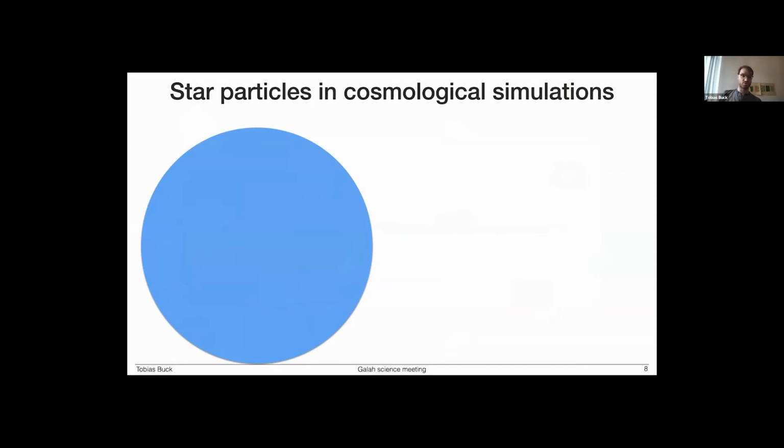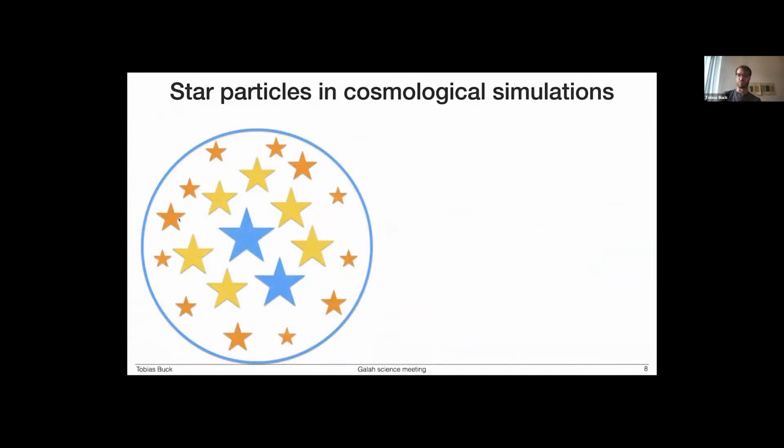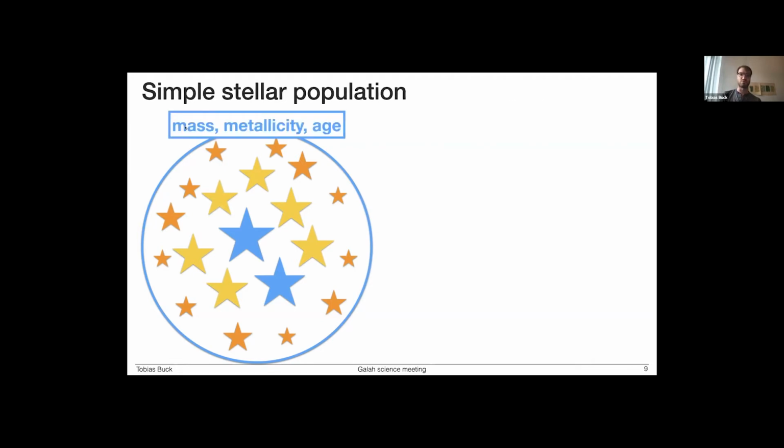Let me quickly walk you through what we do when we simulate a Milky Way in the cosmological context. So we talk about star particles, and these have like 1,000, 10,000 solar masses. So what they actually represent is a collection of stars of different masses. And so a star particle can naturally be described by a simple stellar population, where the key properties are the mass of the star particle or the population, the metallicity, and the age. I think this is fairly standard knowledge.